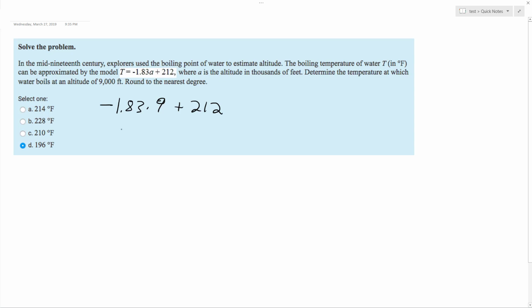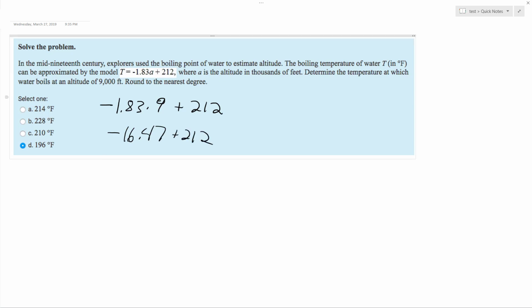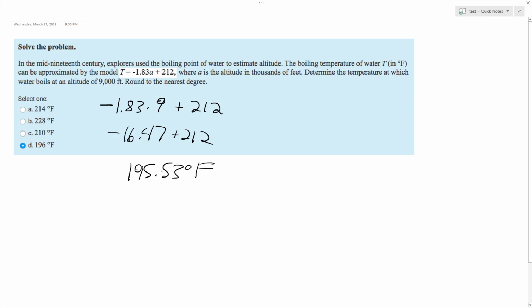So if we multiply this out, negative 1.83 times 9, that's negative 16.47, plus 212. And what we end up with when we add these together is 195.53 degrees Fahrenheit, but we round this to the nearest degree, or we'll round up in this case, so it's 196 degrees Fahrenheit. And as a result, we end up with answer D.